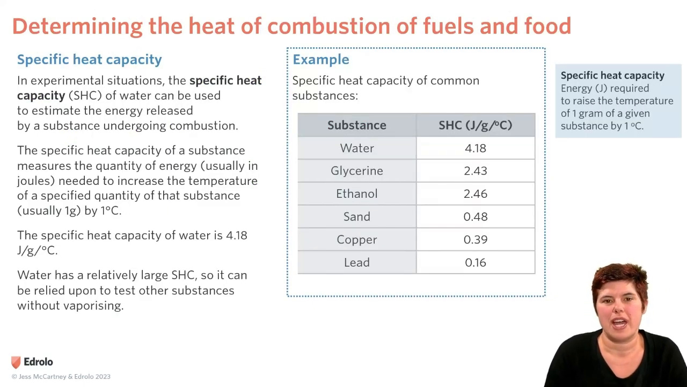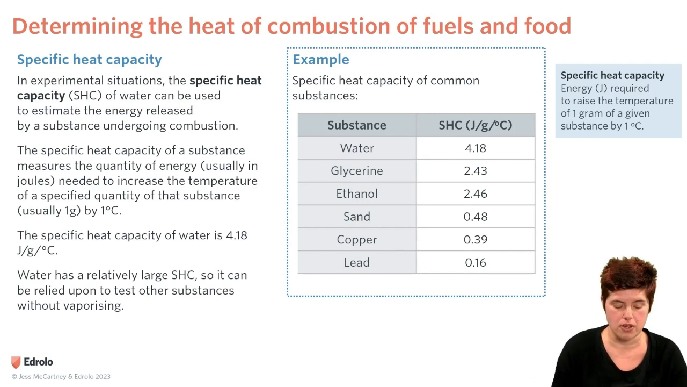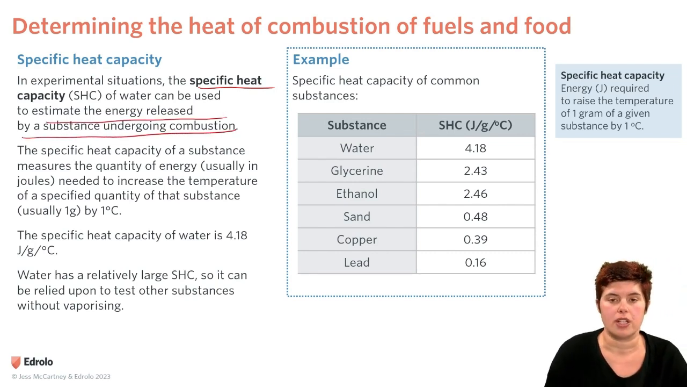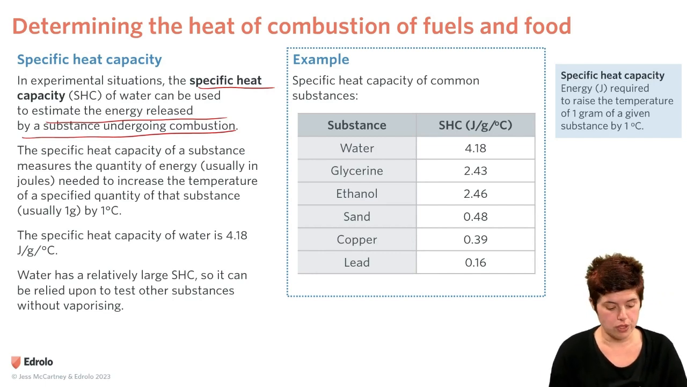So when we're thinking about the heat combustion of fuels and food, what we actually need to look at is the specific heat capacity of water, because we can actually use this to transfer the energy from that food or fuel to the water, and therefore we can actually do a calculation with how much energy is being transferred. So when we're looking at the specific heat capacity, it's to estimate the energy released in a combustion reaction, and that's for fuel or food.